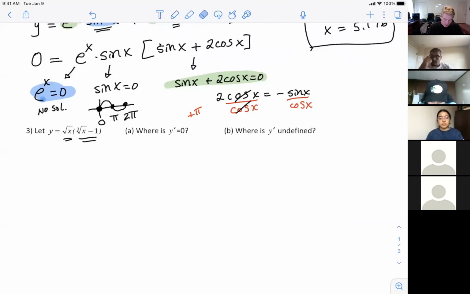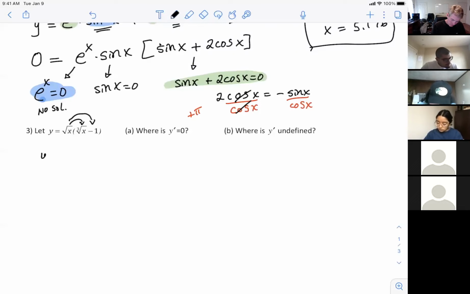Well, this is a case where I think it would be better to go ahead and multiply this out first. So distribute it first, and then do the derivative after that. And even before I multiply it out, I'm going to replace the square root with x to the half power and the cube root with x to the 1/3 power.